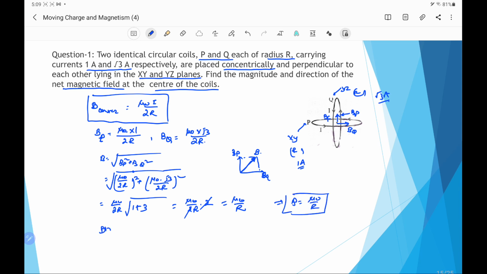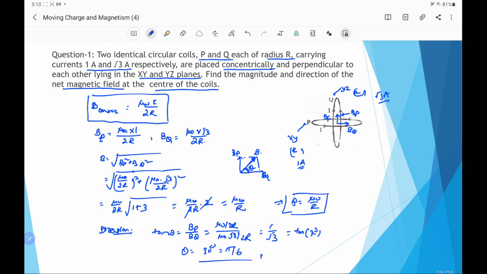And for the direction of B, say with respect to Q, see this angle is theta, then tan theta is equal to perpendicular by base, that means it is BP by BQ. BP is mu naught by 2R divided by BQ, which is mu naught into root 3 by 2R. Simplifying it, it gives 1 by root 3. That is, in terms of tan, it is 30 degrees. Hence, we can say theta equals 30 degrees or pi by 6.